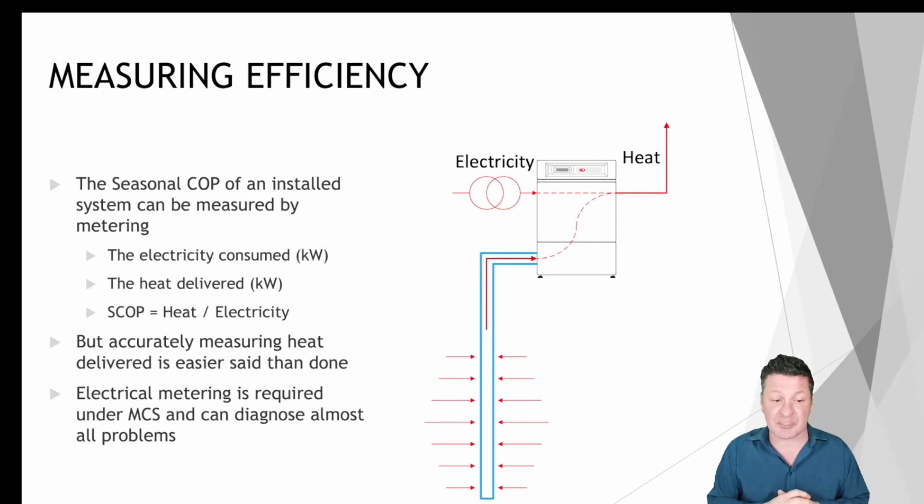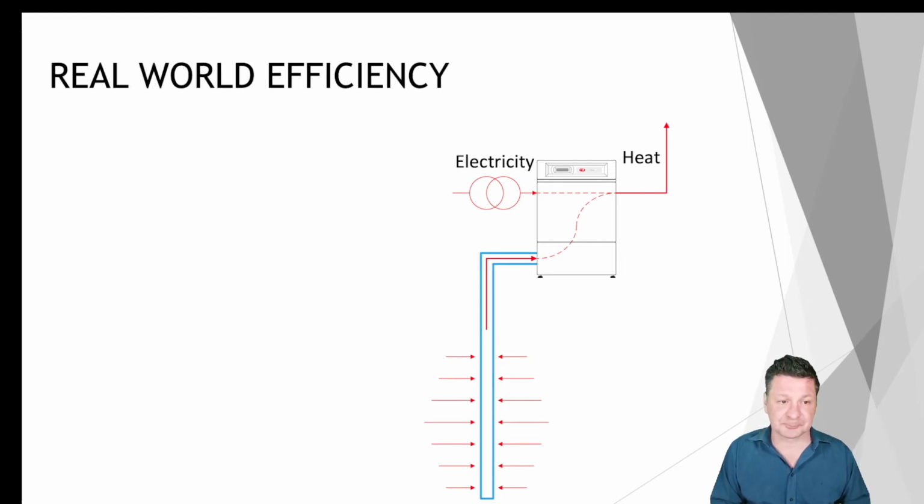So the good news is that under the microgeneration certification regulations, the MCS, which I'll talk about next time in a bit more detail, electrical metering is required and it actually can diagnose almost all problems. So if you're seeing electrical consumption that's out of kilter with either the heat pump performance or the heat that's being delivered into the building, then you've got a problem. That problem could be the building is requiring more heat than it was designed to, or it could be that something else is wrong with the system. The ground loop might be too small, for example, so it's getting colder than is needed. The heat pump might be faulty. So that electrical metering is really valuable in any heat pump installation.